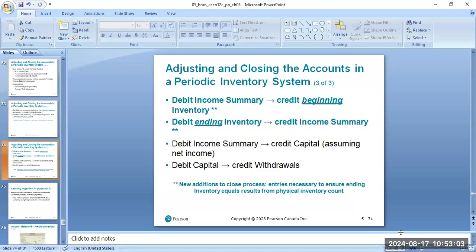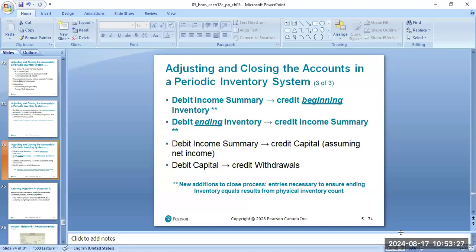Then we're going to debit the income summary for the beginning inventory balance, and we're going to credit the income summary to debit the ending inventory balance. After that, we're going to close the income summary account. And the last thing that's going to be left is to close the withdrawals into the capital.